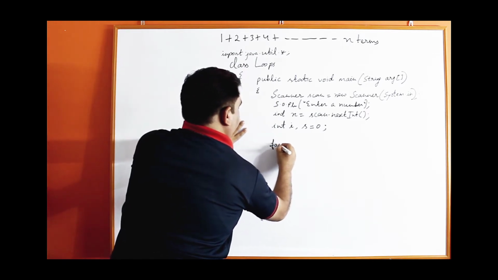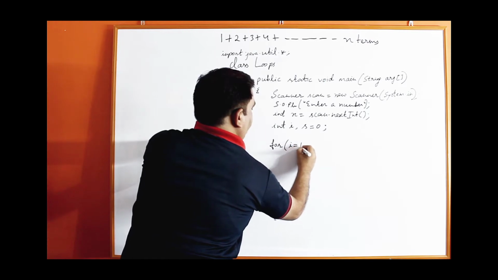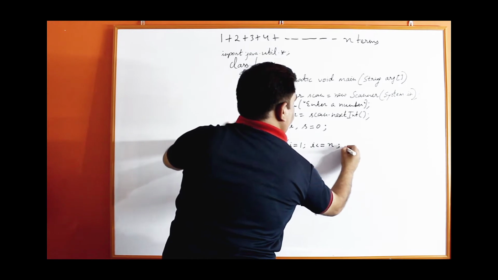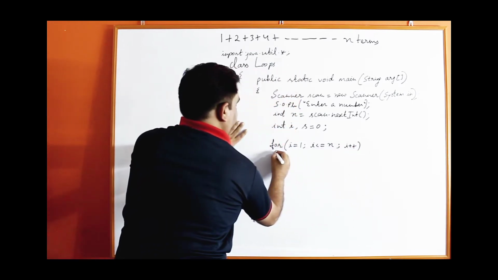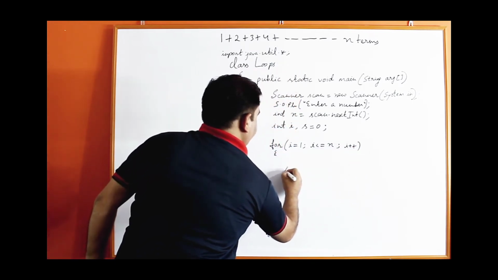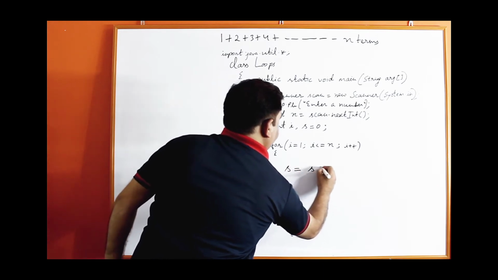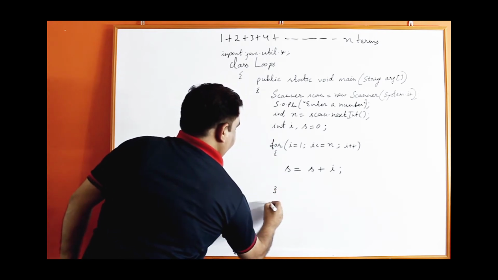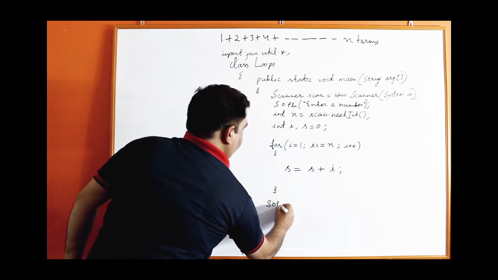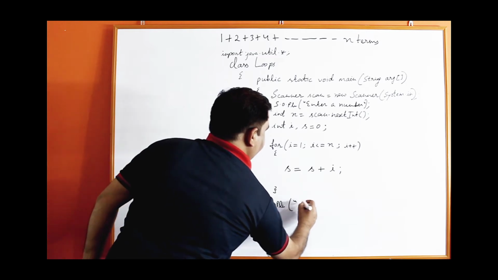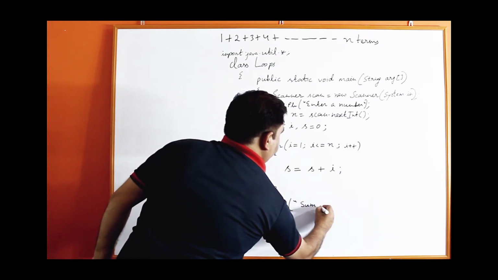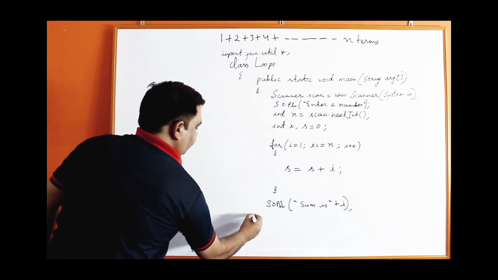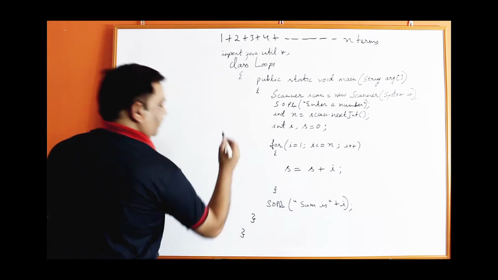Making the loop: for i equal to 1, i less than or equal to n, i plus plus, and here I am just writing s equal to s plus i. Close the loop, and after the loop write System.out.print or println, "Sum of the series is" plus s, and close the function and close the class.